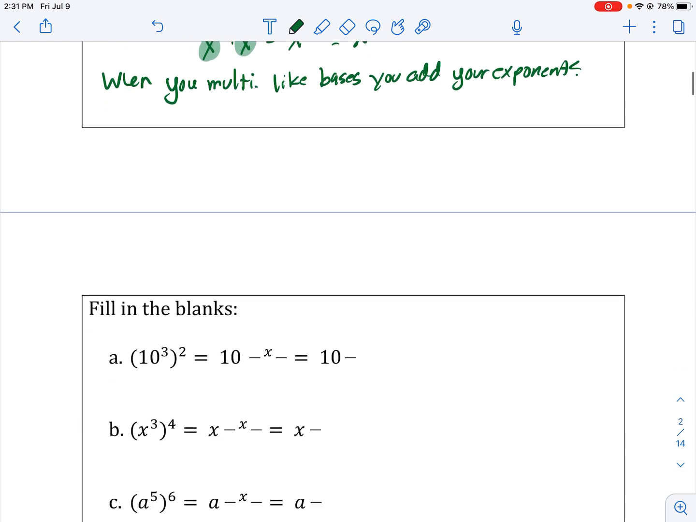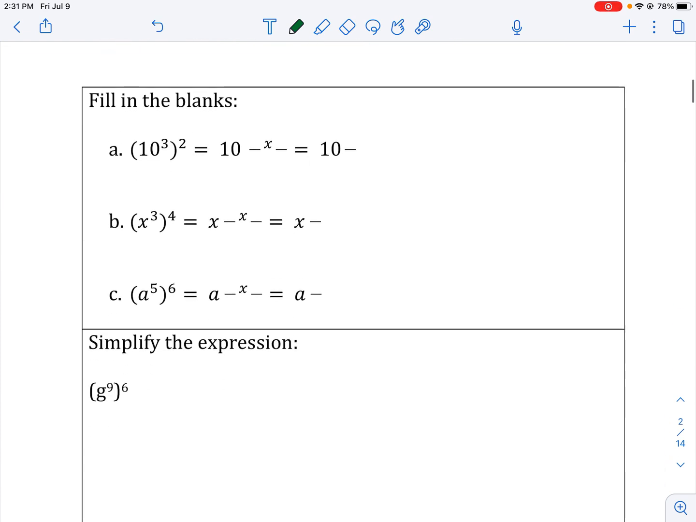There we go. That's good to remember. All right, now it's starting to look a little bit different. We have parentheses inside something, a power to another power, an exponent to another exponent. This 2 on the outside tells me to write whatever is inside the parentheses twice. So I have 10 to the 3rd times 10 to the 3rd.